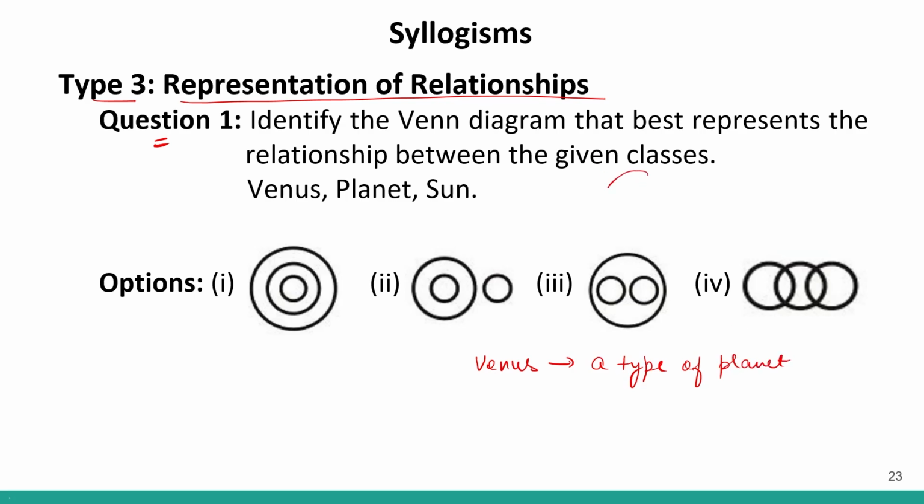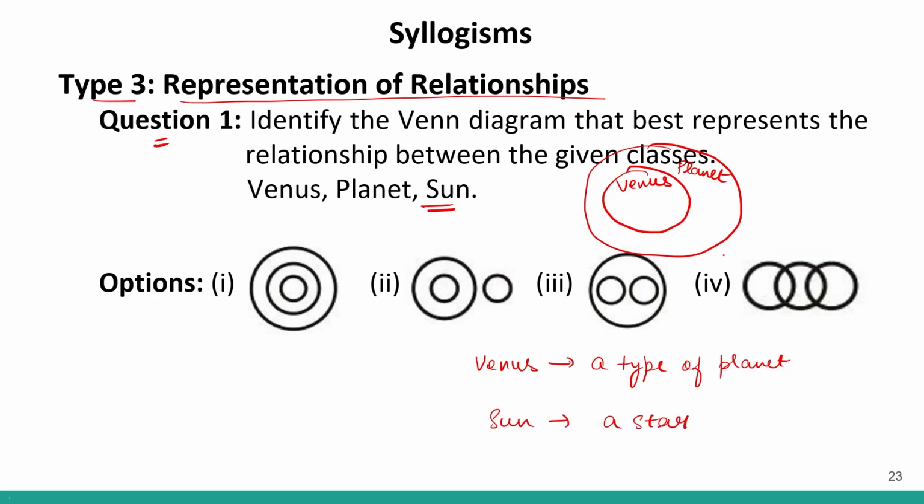That means if this is my Venus, this will be my planet. Because there are various types of planet, Venus is just a part, correct? Venus is a type of planet. Then what is a sun? A sun is a star. A sun is not a planet, but a sun is a star. That means it is a completely different entity. It will not overlap with planet. Correct? It is not a part of planet. Now, if I look at the options, option number 2 is the correct representation of Venus, planet, and sun. So, this will be my answer, option number 2.